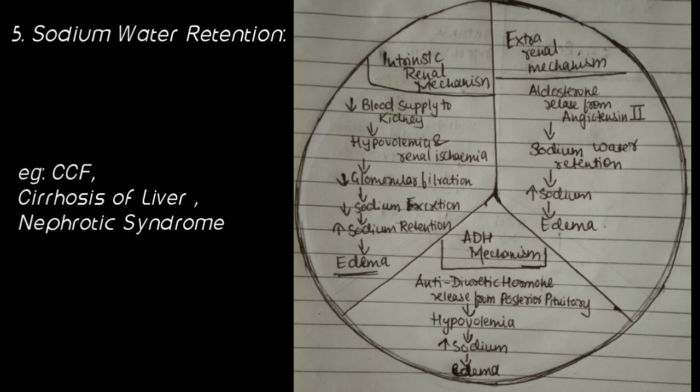Next is the ADH mechanism, in which antidiuretic hormone is released from the posterior pituitary, which causes hypovolemia in the body, which increases sodium in the body, which results in edema. Now, examples of these are congestive cardiac failure, cirrhosis of liver, and nephrotic syndrome.